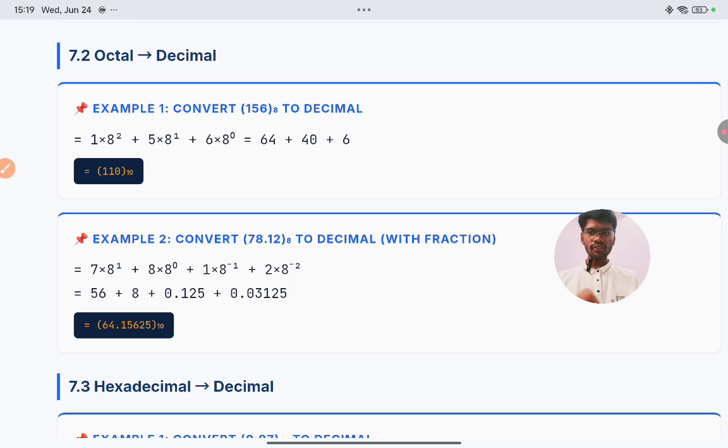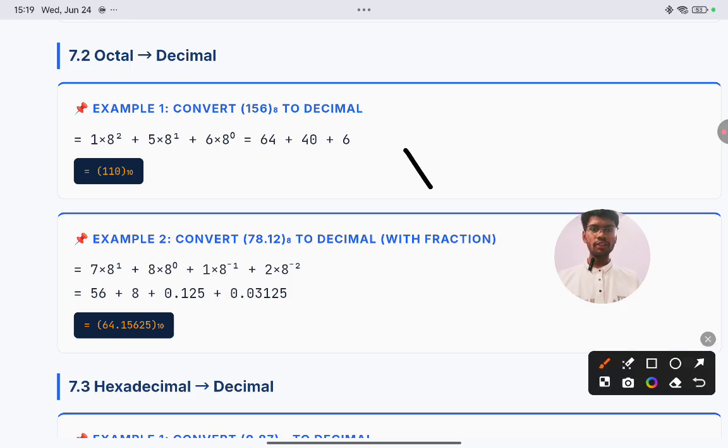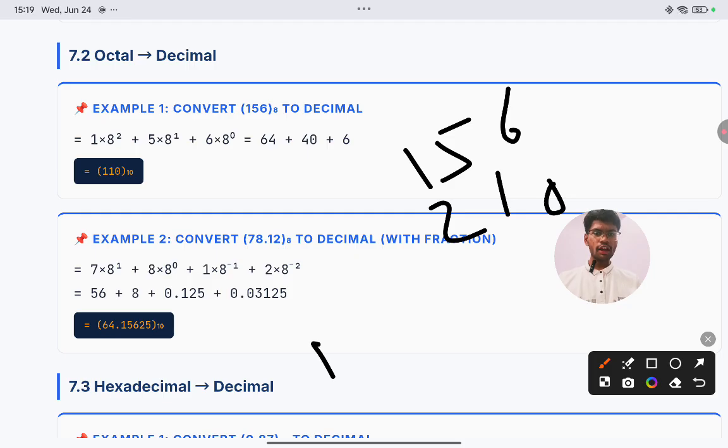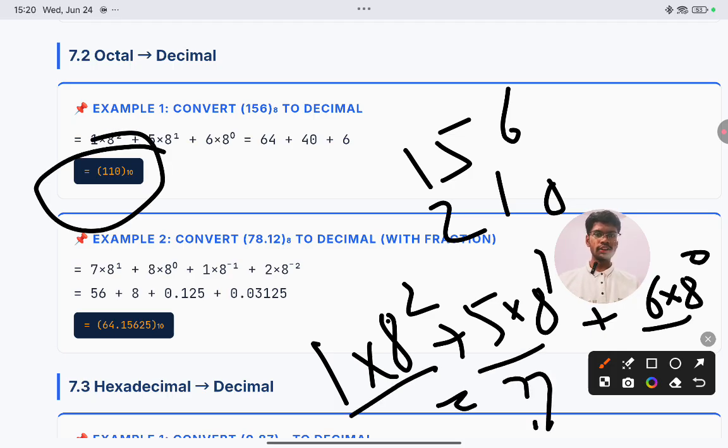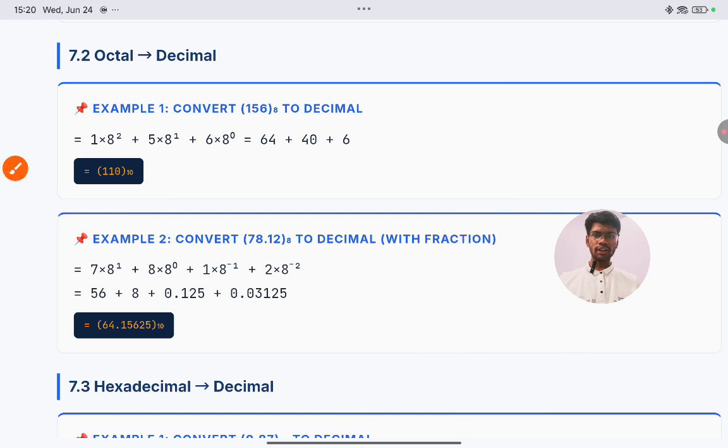Then octal to decimal. Same thing. I have a number 156. This is 0 position, this is 1 position, 2 position. I will do 1 into 8 square. Just change the base to 8 from 2 because it is octal to decimal. And 5 into 8 to the power 1 and 6 into 8 to the power 0. Then do the multiplication, add that and you get 110.